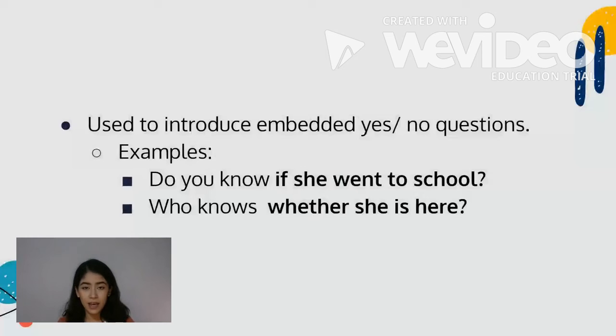An example I have here of noun clauses using whether or if is, do you know if she went to school? Another one is, who knows whether she is here? As you can see, the answers to these questions are yes or no. You could answer the first one with yes, she went to school. And the next one you could say no, she is not here.